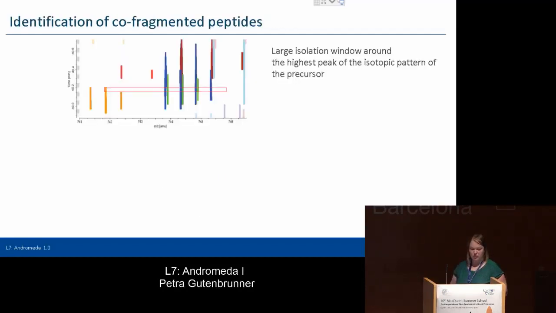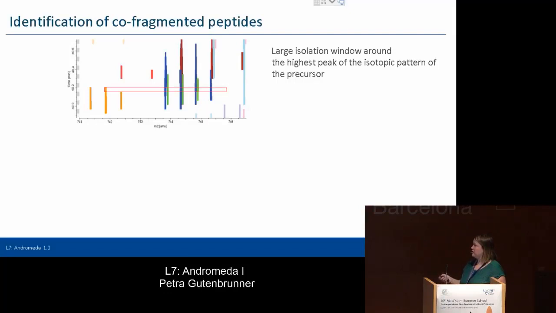Then Jürgen, in his talk, already also mentioned the problem of co-fragmented peptides. So here, this will also be identified. Just a brief explanation of how it works. When the precursor is selected for MS2 fragmentation, there is an isolation window placed around the highest peak of the isotopic pattern. And this is symmetric because you can expect the isotopic pattern on this side or on that side.